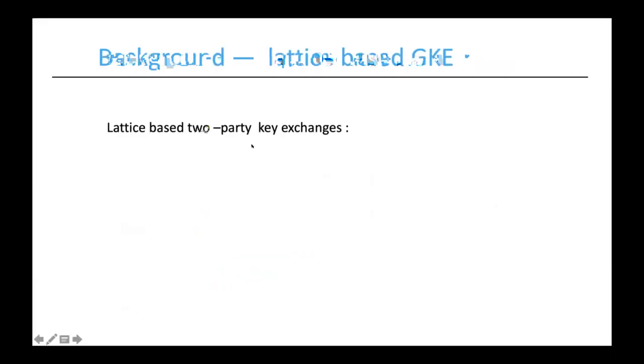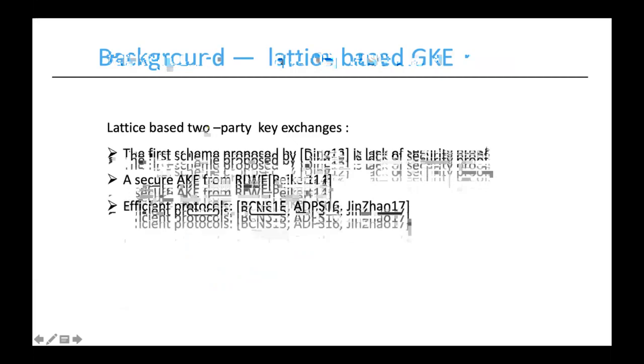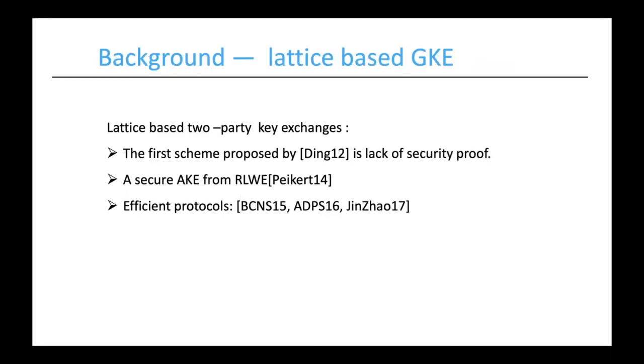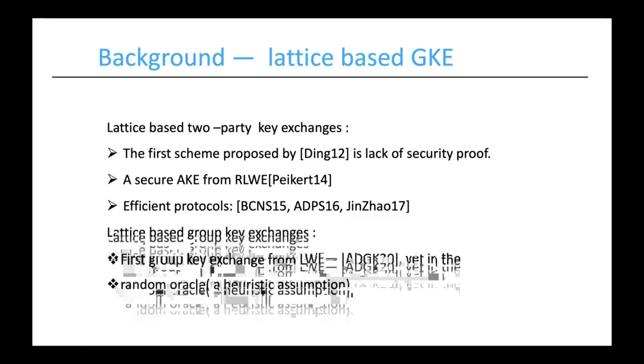There are two-party key exchanges. The first scheme was proposed by Ding 12, but his scheme lacks a security proof. A secure authenticated key exchange was given by Peikert based on the ring LWE problem. And then efficient protocols were proposed, like BCNS 15, ADPS 16, and Zhang 17. There are also group key exchange schemes.